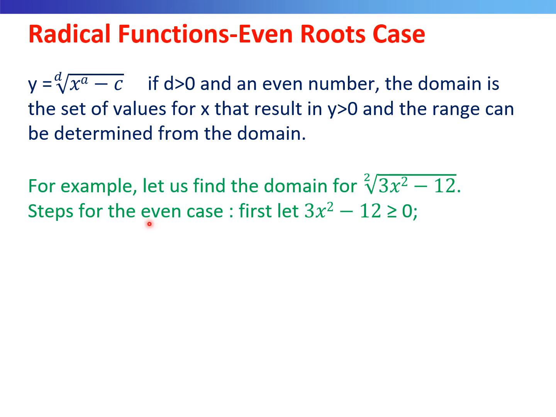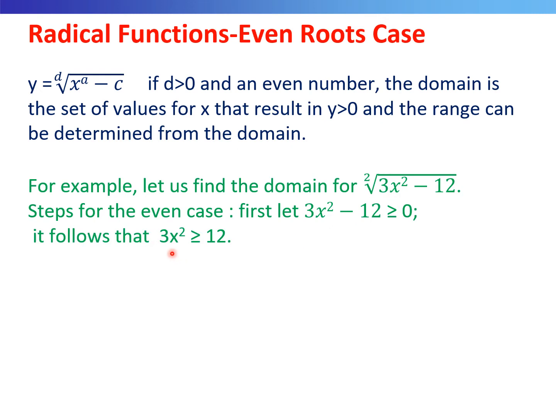Steps for the even case. First, let 3x squared minus 12 be greater or equal to 0. Why? Because we do not allow under the square root any negative value. That's why whatever is under the square root, we set it as greater or equal to 0, and then we have to solve for x and figure out the x's that will result in a negative value under the root, and we exclude them from the domain.